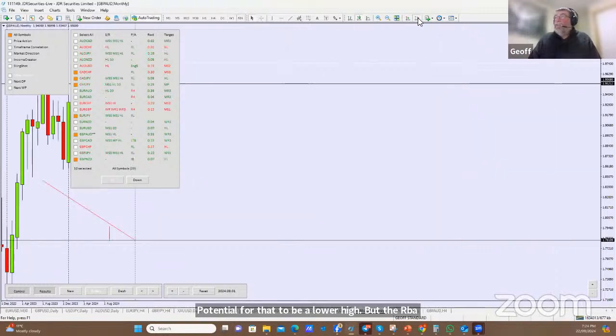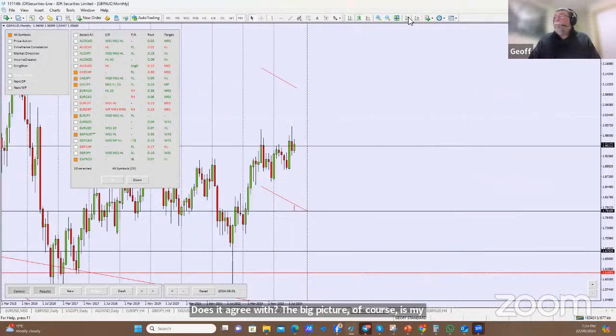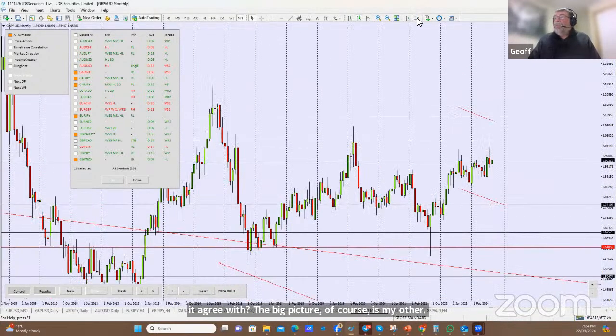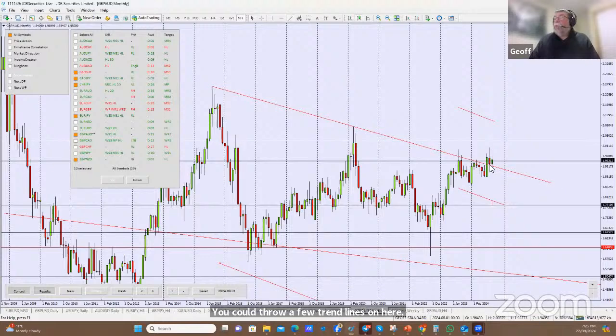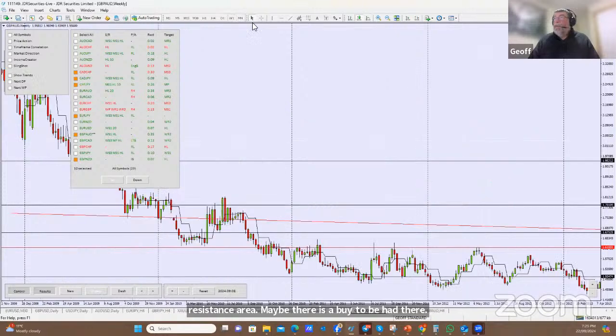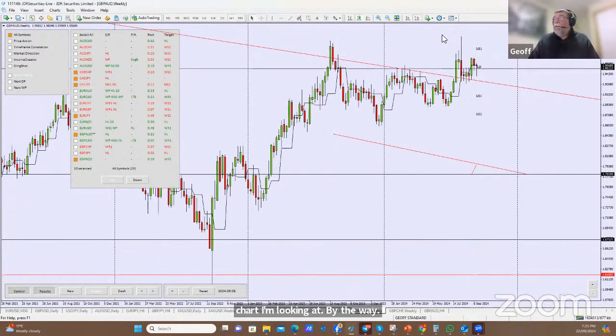Does it agree with the big picture, of course, is my other query around that. And ooh, what do you reckon? Is this bearish? Is it bullish? Is it sideways? I think it's more sideways than it is anything else. You could throw a few trend lines on here, which would suggest that perhaps we're through that resistance area. Maybe there is a buy to be had there, but I'd wait for the RBA statement. That's the monthly chart I'm looking at, by the way. But it does look to be a little bit each way here. That's pound Aussie.